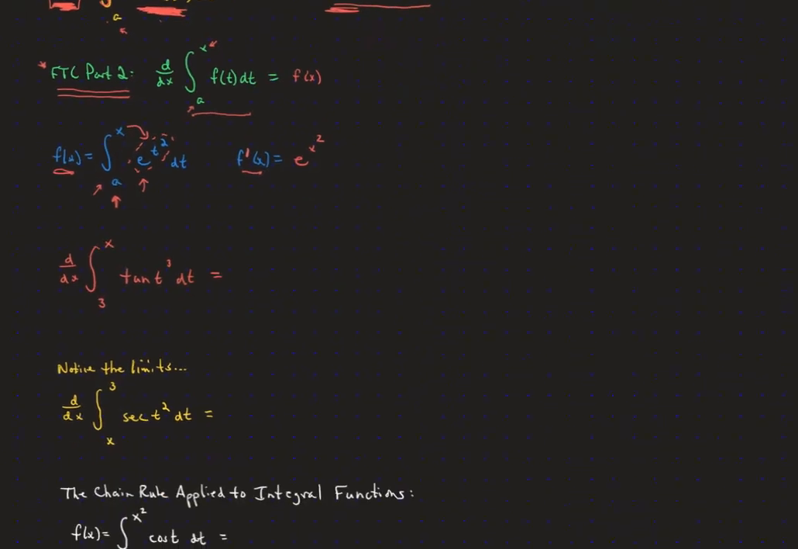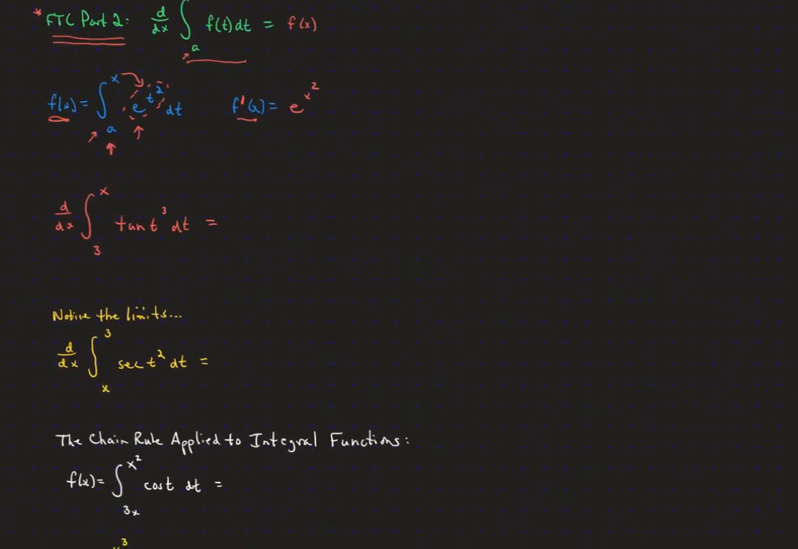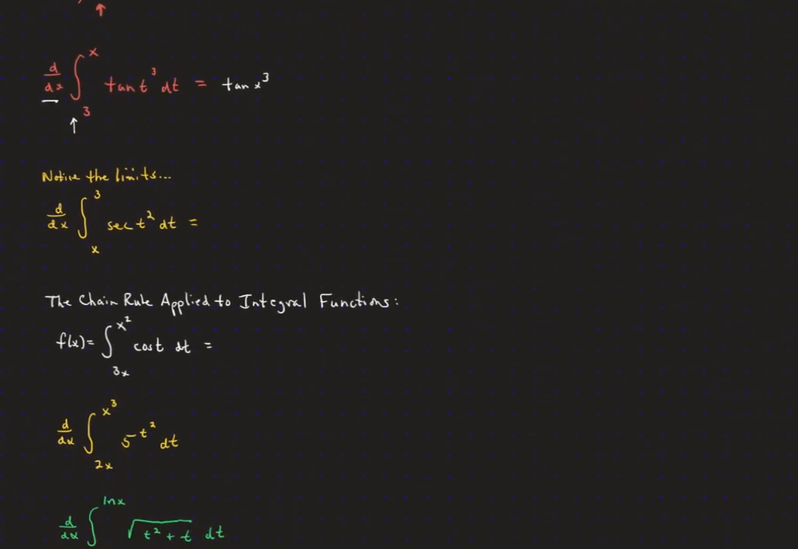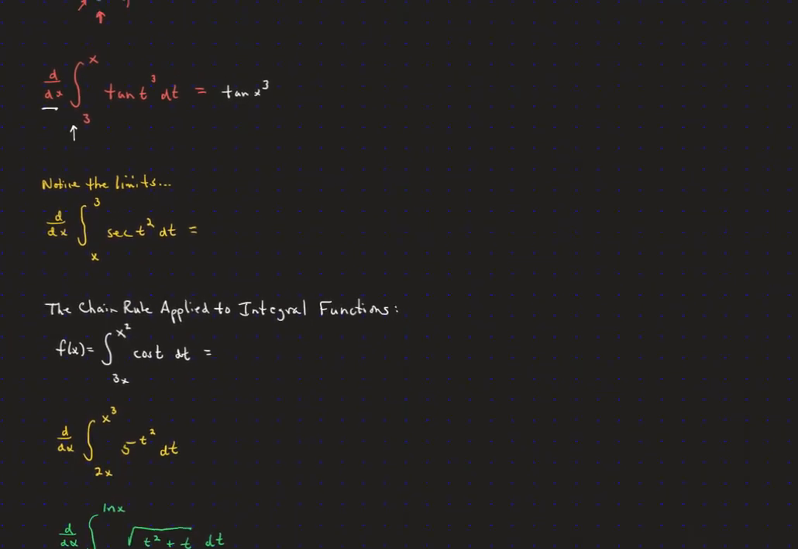Okay, see if we can try another one. So, to differentiate this, we're going to just get the tangent of x cubed. That is the derivative of this integral function using the fundamental theorem of calculus. Now, there's some twists and turns to this. It gets a little bit more complicated. So the first complication is, notice, now the x is appearing at the lower limit and the constant is the upper limit. So we know that you can do this a couple ways.